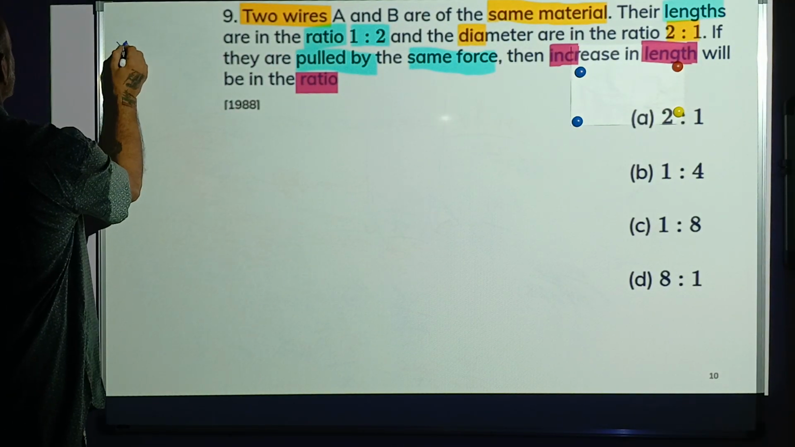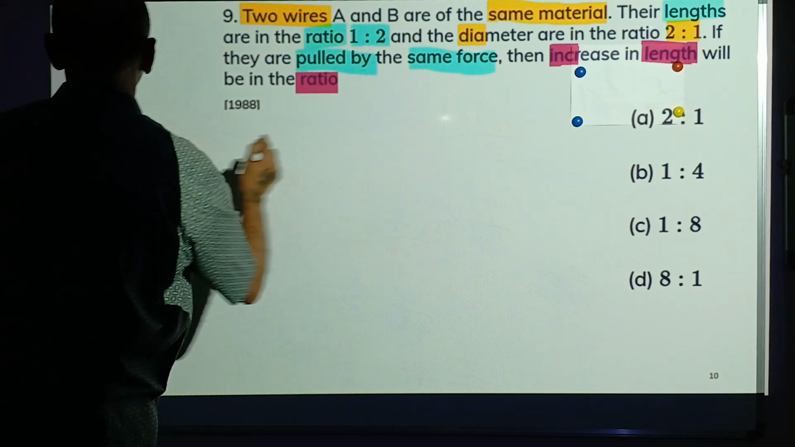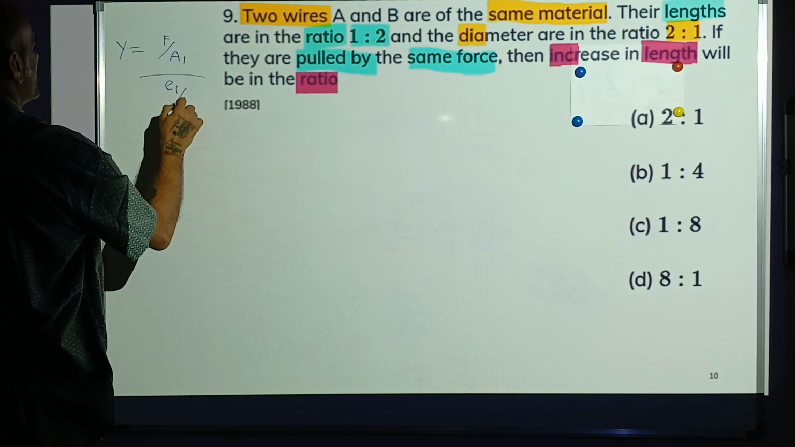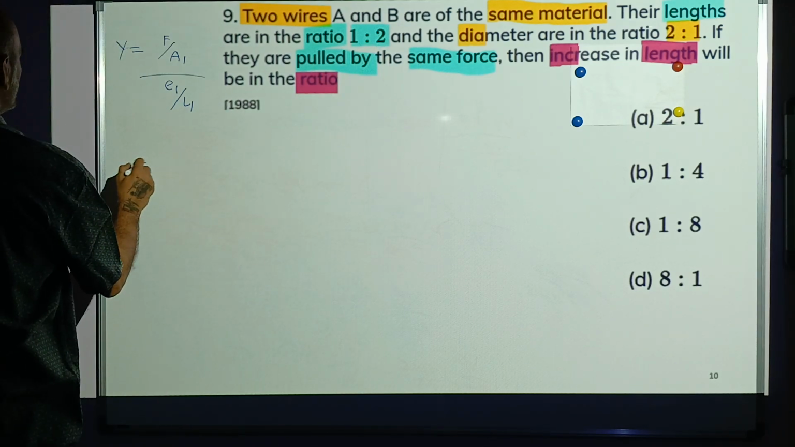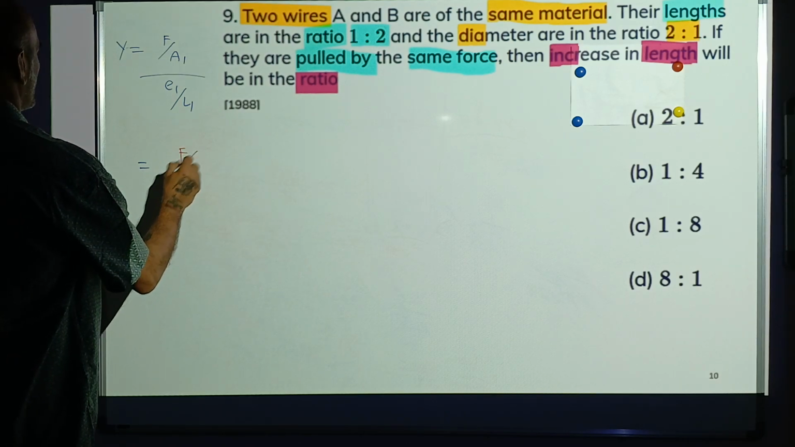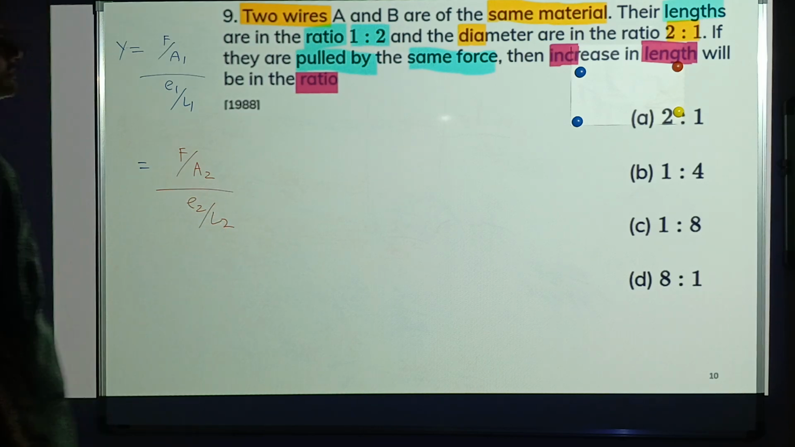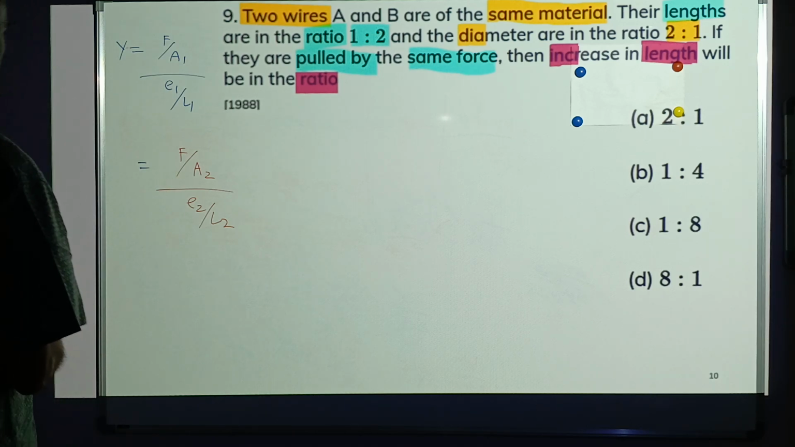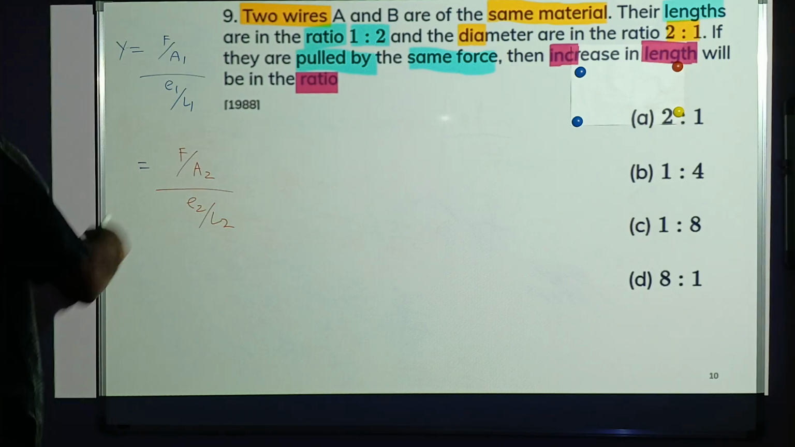So Young's modulus of the first wire is F by A1, elongation E1 by L1, pulled by the same force. And the second wire is also the same material, so the Young's modulus of the first wire will be equal to that of the second wire. In this case force is same, cross-section area is different, elongation is different, and the length is also different. So equating these two, take E1 here and E2 here and then divide both of them.